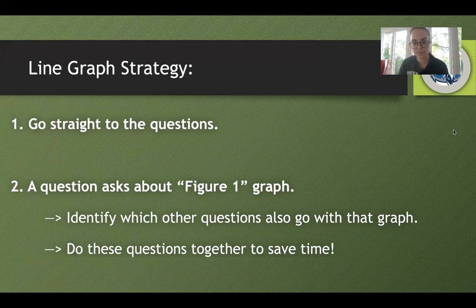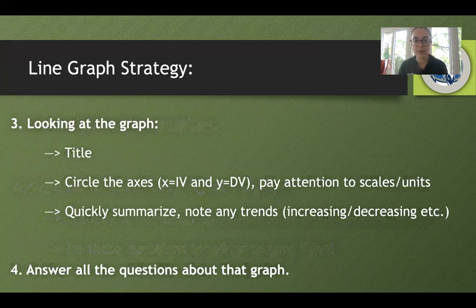Okay, when you look at the line graph, these are the things that you should pay attention to. First, check out if there is a title. Title is also always important. And then look at the axes, the x-axis and the y-axis. X is horizontal, y is vertical. The x-axis will be the independent variable, so whatever they're changing, and the y-axis is the dependent variable, whatever they are measuring. Also make sure you pay attention to scales and units.